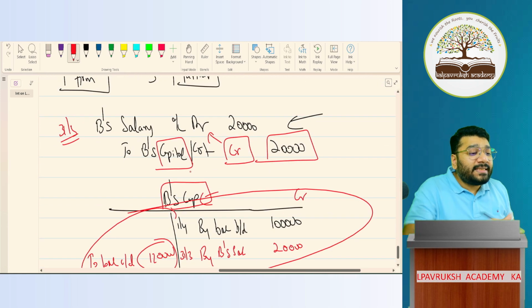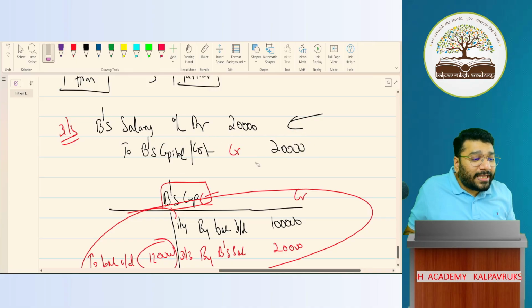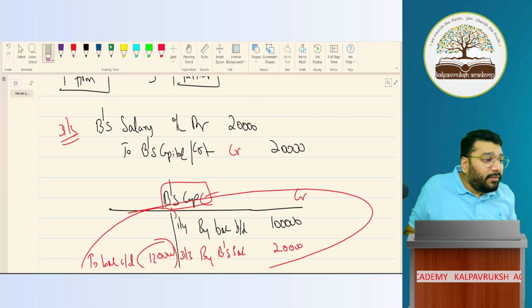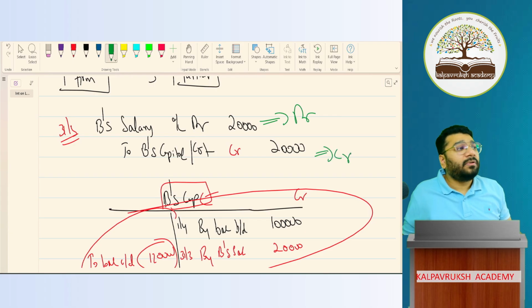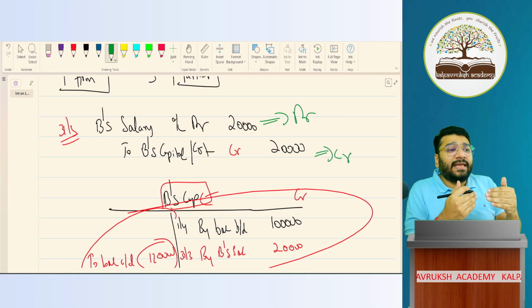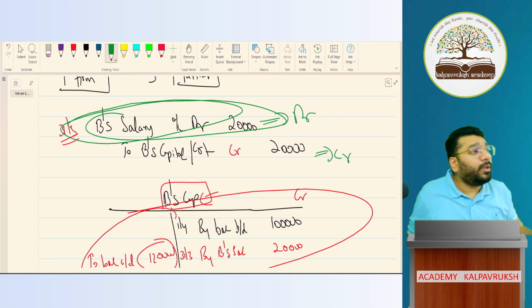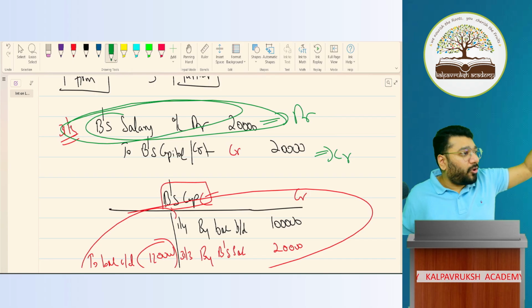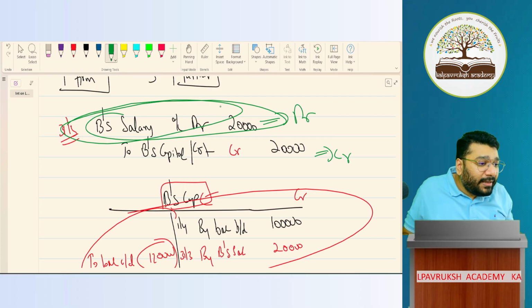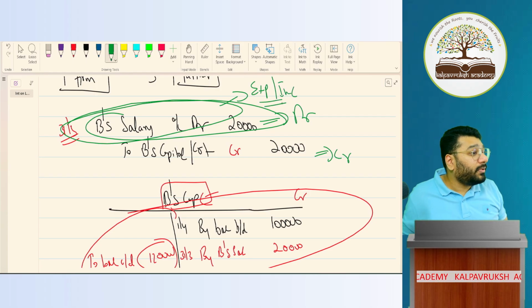Now, this transaction will have two aspects. One will be the debit aspect, another will be the credit aspect. Correct? So here the transaction is taking place between the firm and the partner. One aspect will go to the P&L appropriation account in the form of salary, commission, remuneration, interest on capital, interest on drawing. The expense or income part of the transaction will go to your P&L appropriation account.